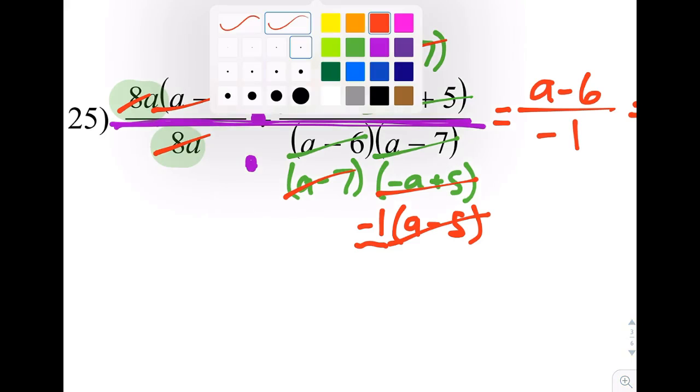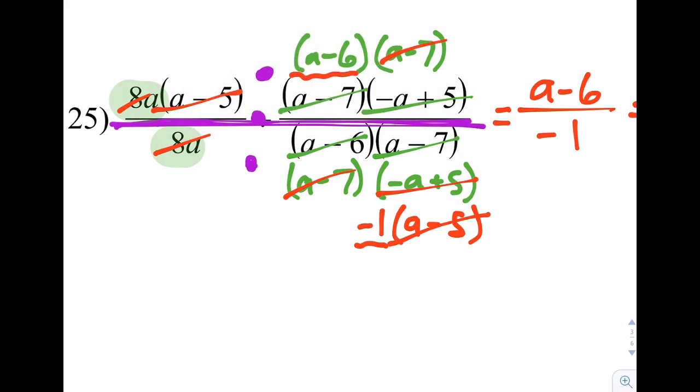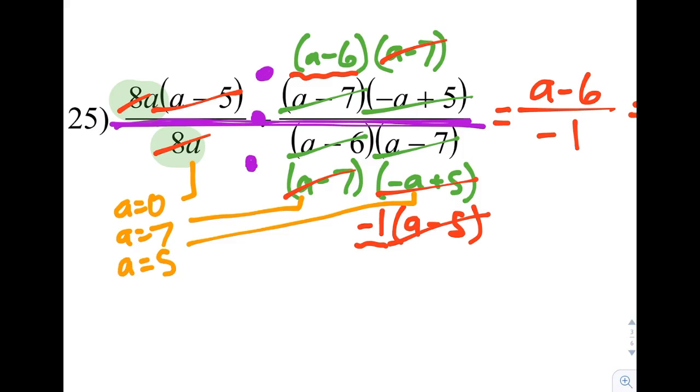The excluded values, I skipped over that. Sometimes I like to do that at the end. It's kind of your preference, but you always want to work with the factored form. That first one, no plus or minus in there, so a equals 0 would be the excluded value. Next one, a minus 7 equals 0? Well, 7 minus 7 equals 0. And then the third one, negative a plus 5? Negative 5 plus 5. And so the a itself would actually be positive 5. And those are our excluded values, so it's always good to get in the habit of writing those whenever we simplify something.